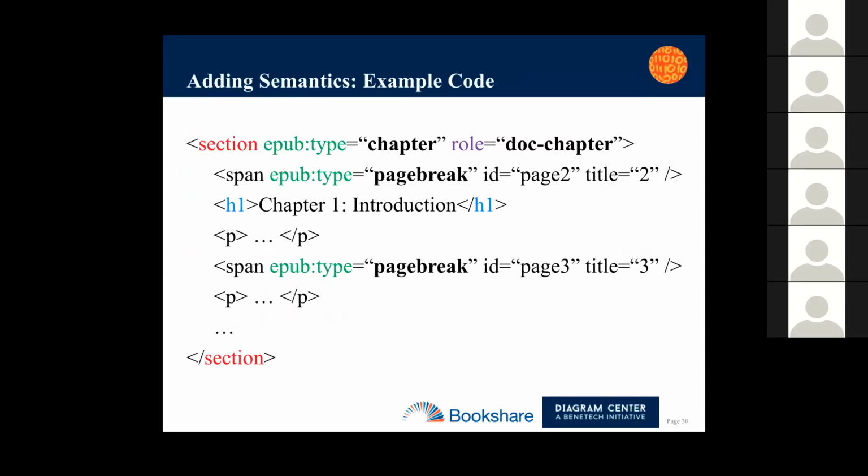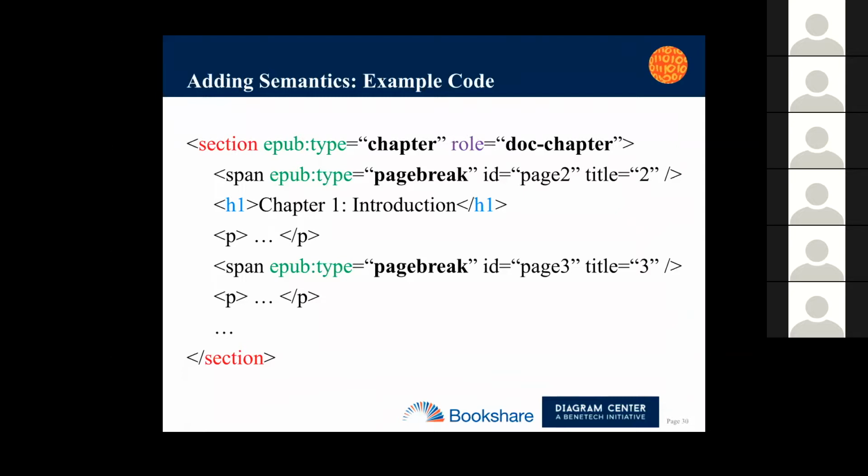Okay, here's some code. I hope I don't scare anyone off. So having sections is a good thing. And then in your section, you define what this section's about. This is actually a chapter. So you have EPUB type equals chapter and role equals doc chapter. Now if you want to put in a page break, you put a span and you have EPUB type as page break. You put an ID here, page 2, and the title is 2.